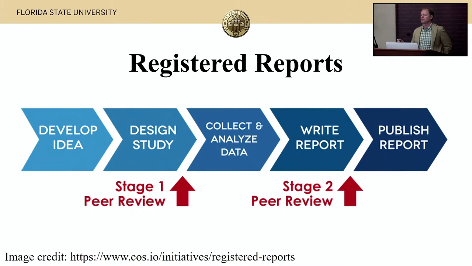Not all journals have this, but some do, and in my area of education, some of the higher quality journals are getting on board with this first, and more seem to be getting on board every time I look. You submit that, and that's called a stage one peer review, and the editors can send that out for review. You can get feedback from reviewers. I think this is a wonderful thing to do.